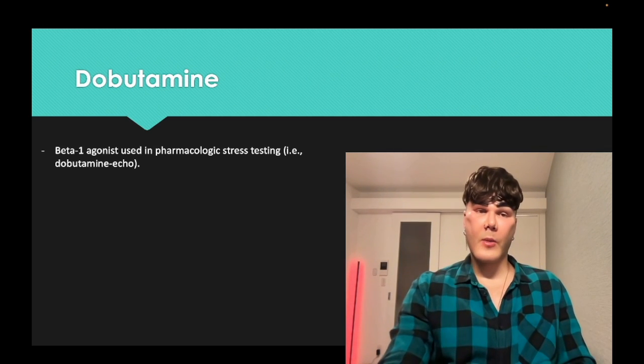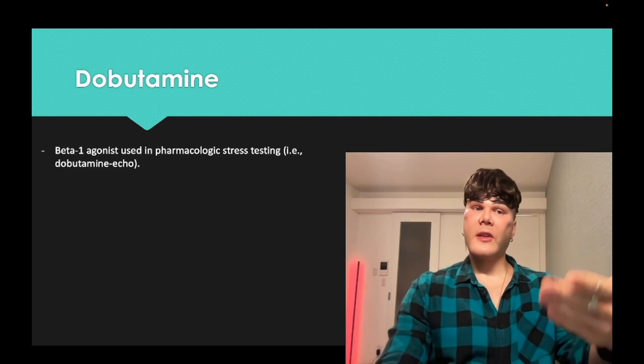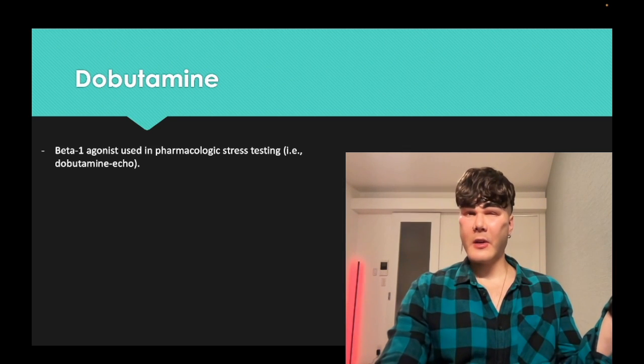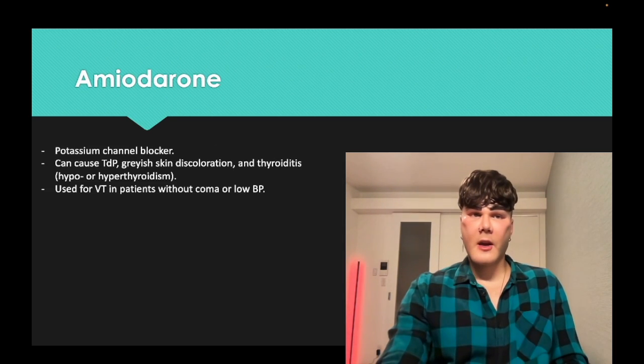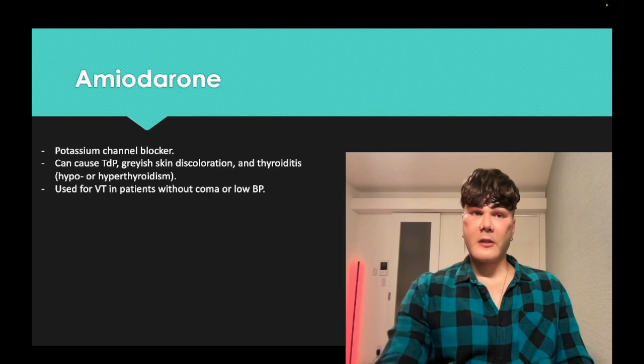Okay, so that can be one way of doing the stress test. So know that that's the use case. You say, when would dobutamine be used? Stress test, and it's a beta 1 agonist. Amiodarone, so it's a potassium channel blocker.